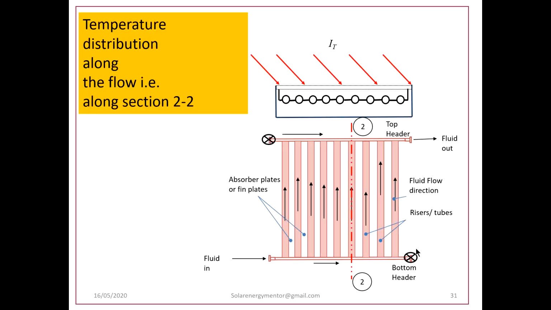So far we discussed the temperature distribution across the flow. Now let us analyze the temperature distribution along the flow, that is along section 2.2. Again calling the same figure here, we are interested in finding the temperature distribution along the flow. All the other parameters and configuration remain the same.